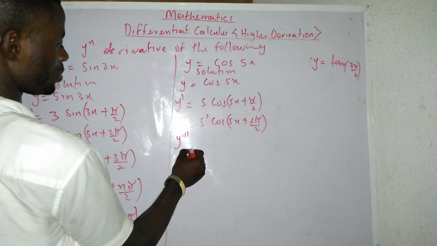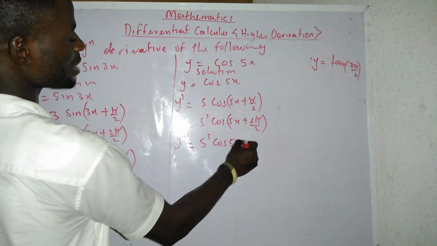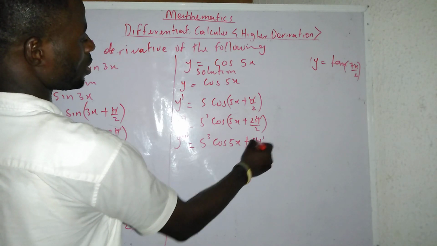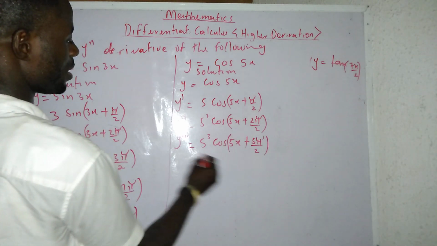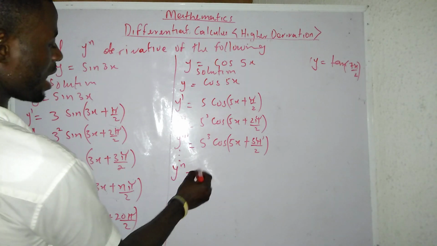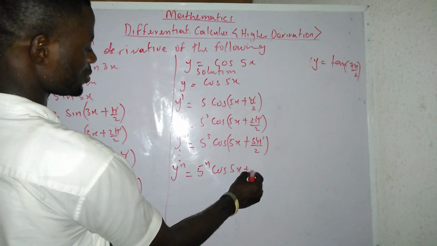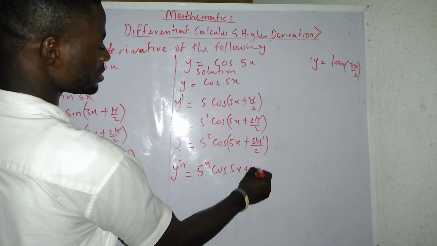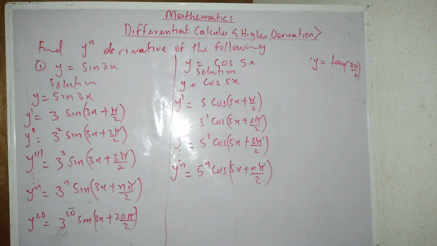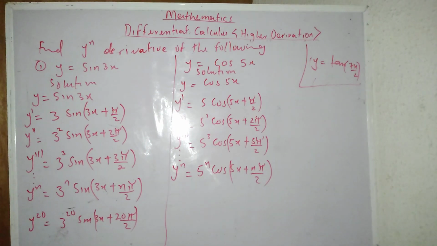Third period, I'll be having 5 raised to power 3 cos (5x + 3π/2). I can now run to the n term. N term, I have 5 raised to power n cos (5x + nπ/2). That's my final answer. Now try this. Drop your comments after.